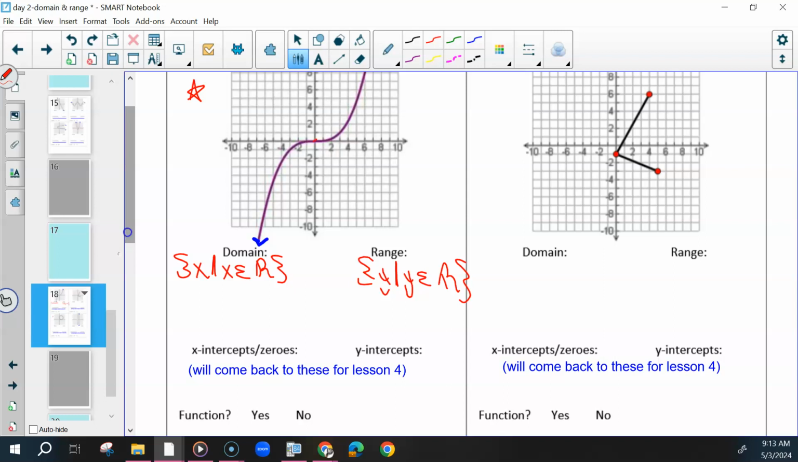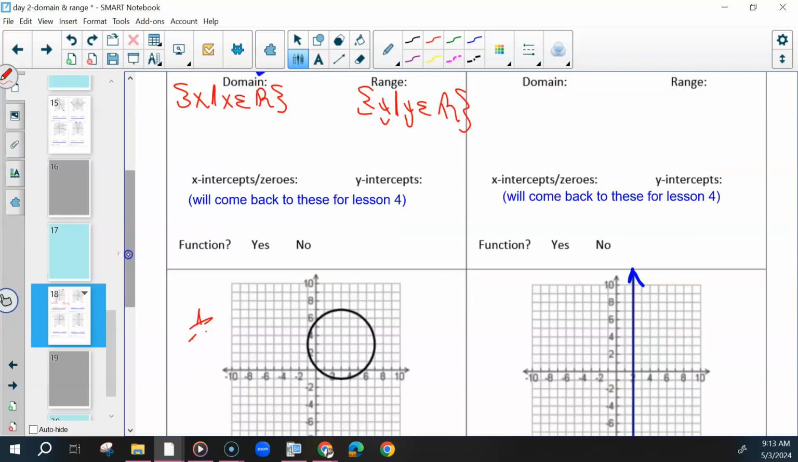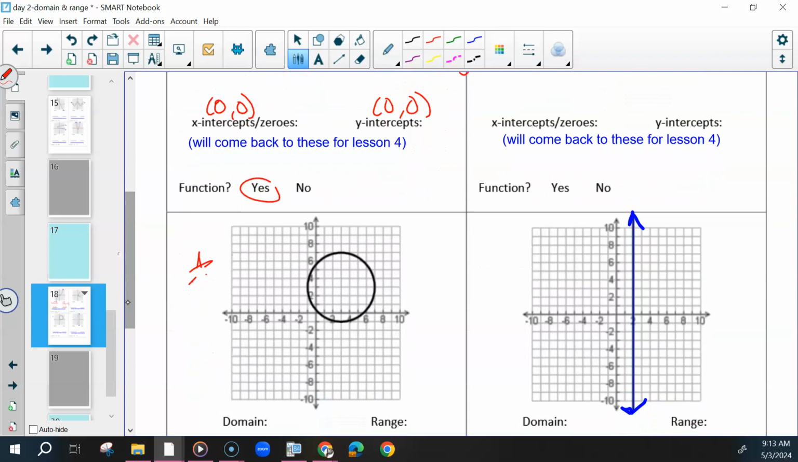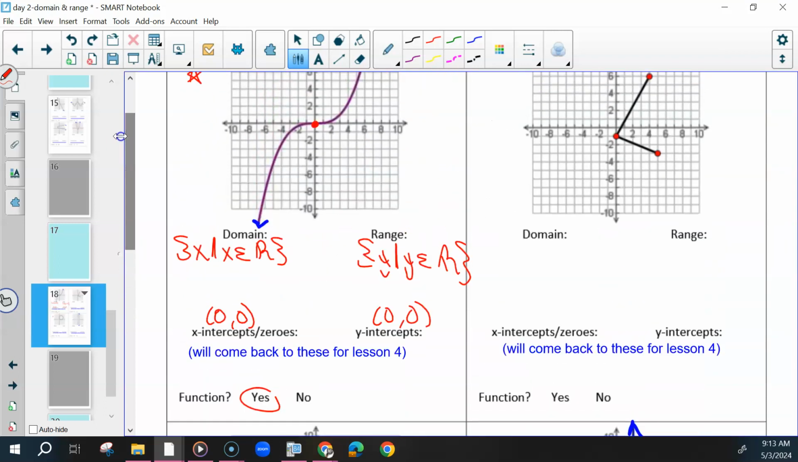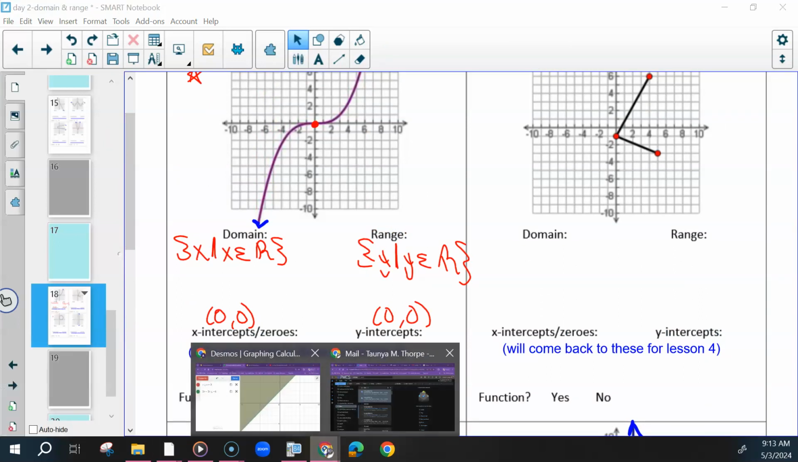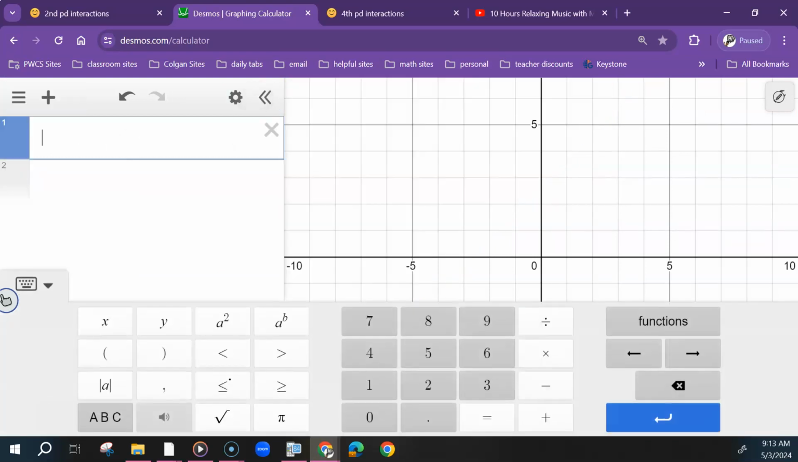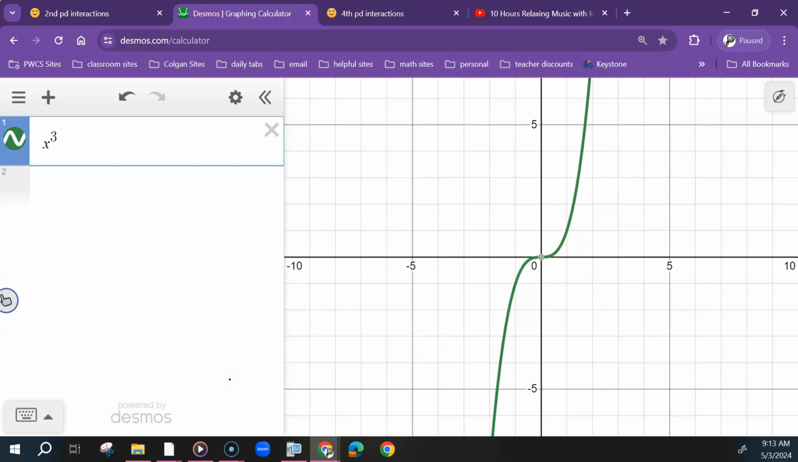X-intercept, it looks like there's multiple, but there's really just one. Is this a function? Yes. Why is there only one? So this is a cube root function, a cube function. I'll just show you what it looks like. It looks like it's more, but it's really just one stretched out. So this would be just one, but sometimes that base gets bigger, but it's still just one.